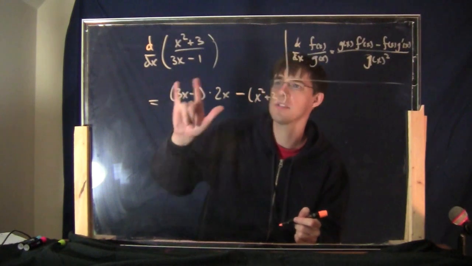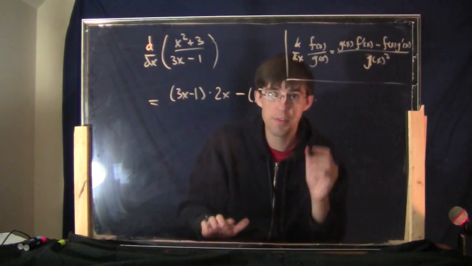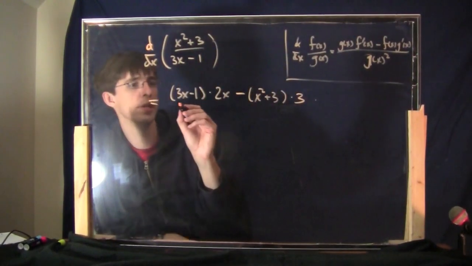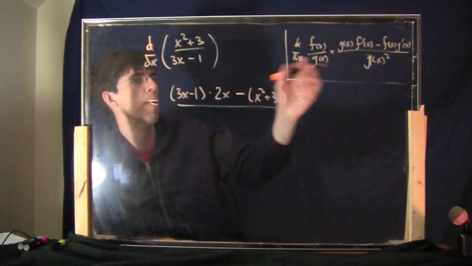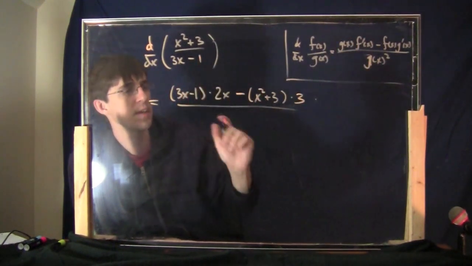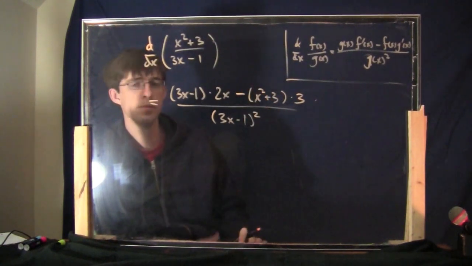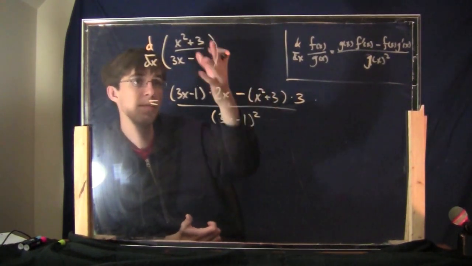Times g prime of x, that's the derivative of the bottom. What's the derivative of that? It is 3. Like so. And then divided by the bottom squared. You don't do any derivatives or anything down here. It's just this thing on the bottom squared. Again, you need the parentheses here. There you go. This is the derivative of that.